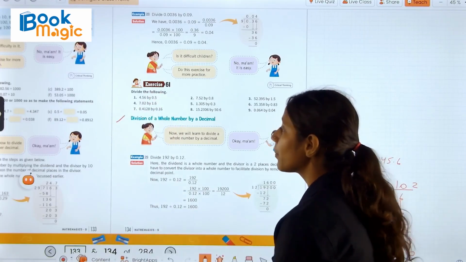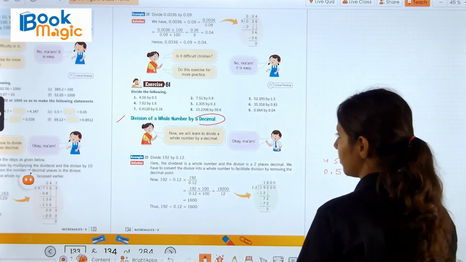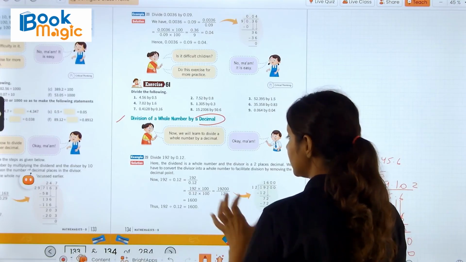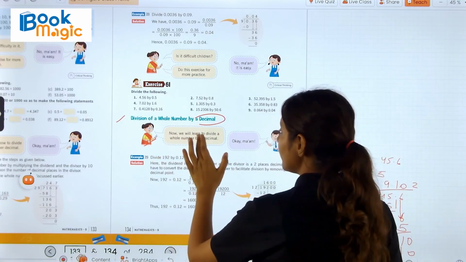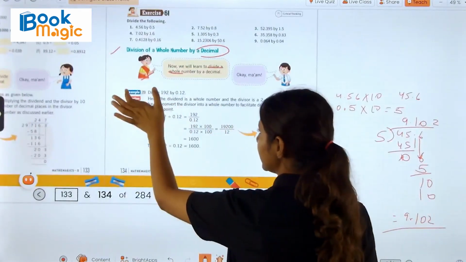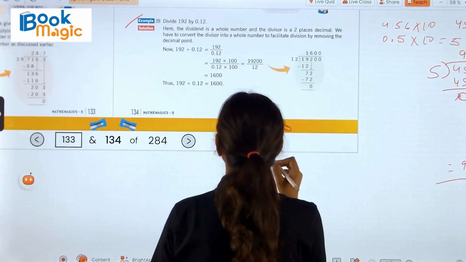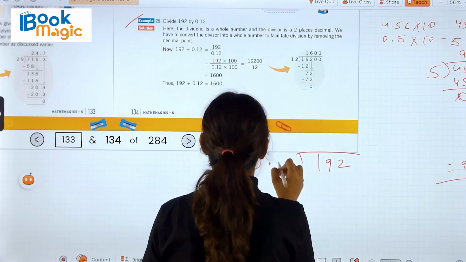Now we have the topic division of a whole number by a decimal. That means the decimal will be our divisor and the number will be the dividend, which will be a whole number. See, now we will learn to divide a whole number by a decimal. Student replied, okay ma'am. Here we have an example. Divide 192 by 0.12.